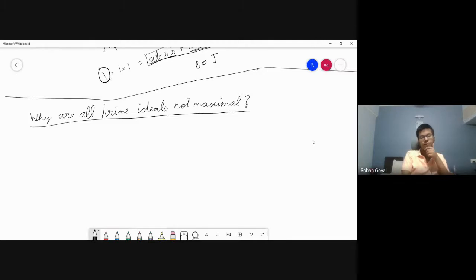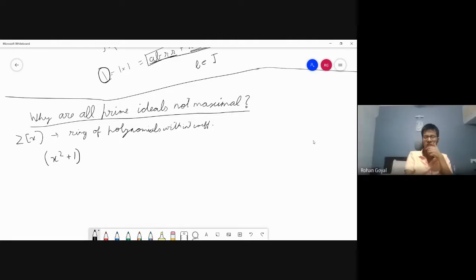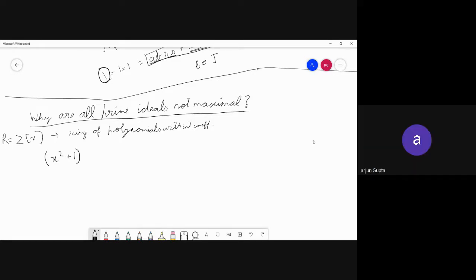Okay, why are all prime ideals not maximal? Let's consider Z[x], the ring of polynomials with integer coefficients. Now, consider something such as, say, x squared plus 1. So is R equal to Z[x]? R equals Z[x], yes. Okay.